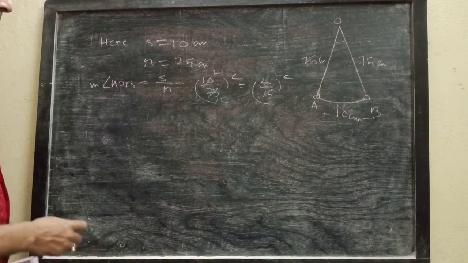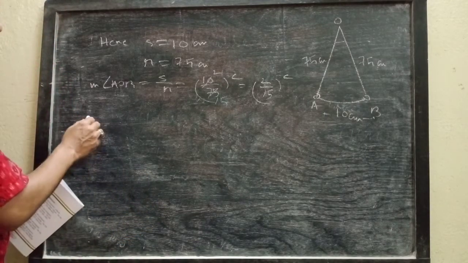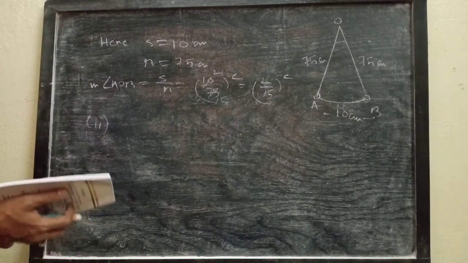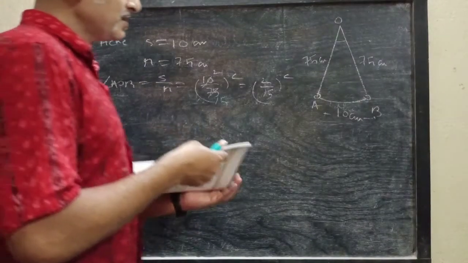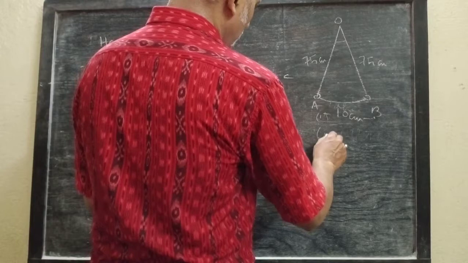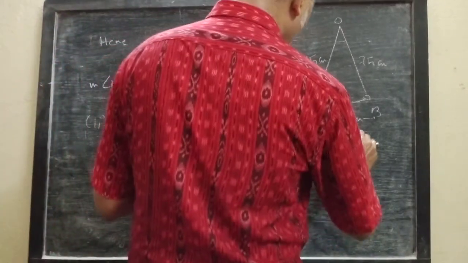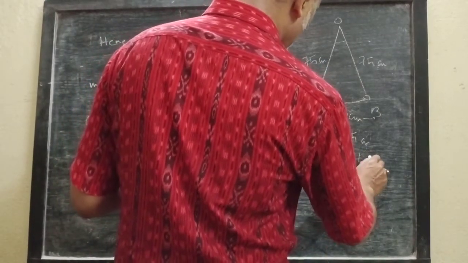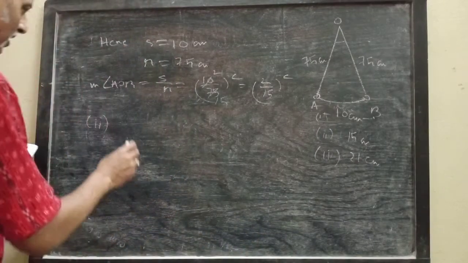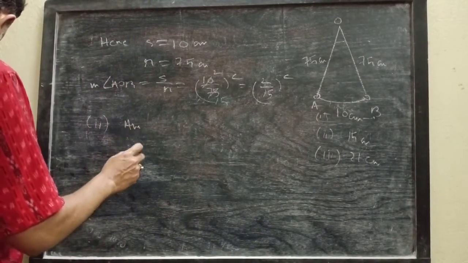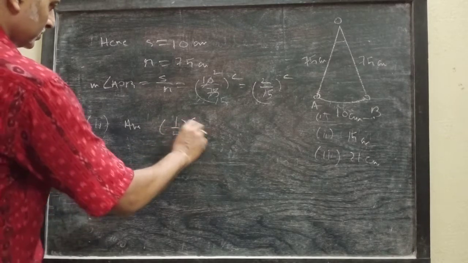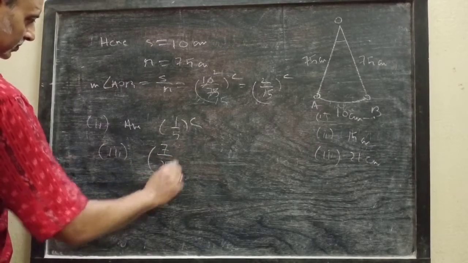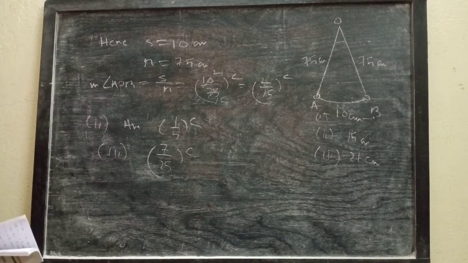Okay. Now I am giving 2 more problems like this. Take it as homework. In all the 3 cases, the pendulum length will be 75 centimeter. This is part 1. In part 2, the arc length will be 15 centimeter, and in part 3, the arc length will be 21 centimeter. And the answers are: answer of 2 is 1 by 5 radian, and answer of 3 is 7 by 25 radian. You have to do it on your own.